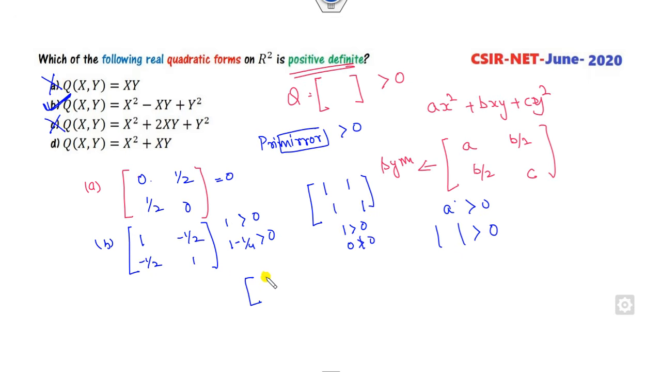Look at the fourth option: 1, half, half, 0. First value greater than 0, satisfied. Next value is minus 1 by 4, which is less than 0, not positive definite. This is a negative definite. Once they have opposite signs, that's a negative definite. Or otherwise you can find the eigenvalues. If you find that all are greater than 0, then it's positive definite. So the right answer is B.